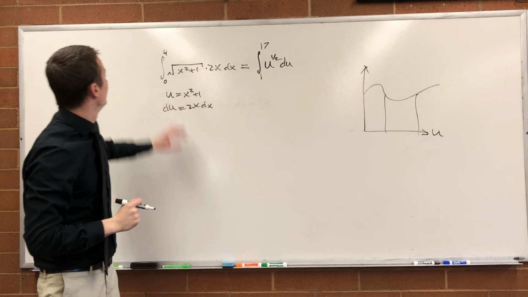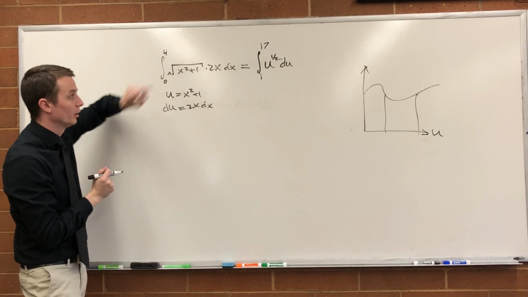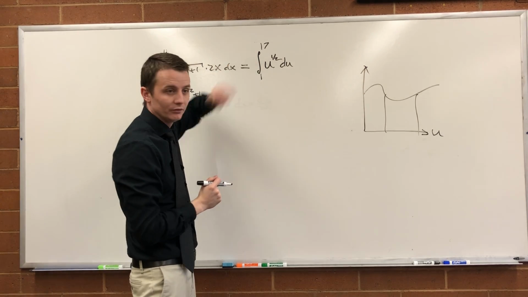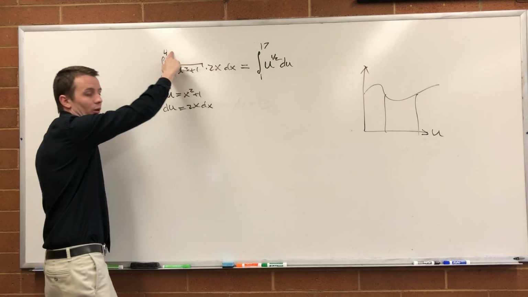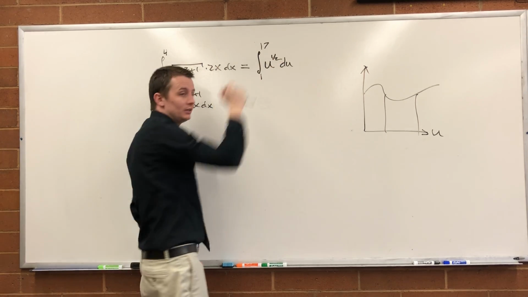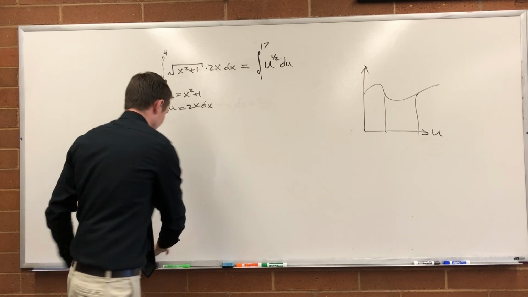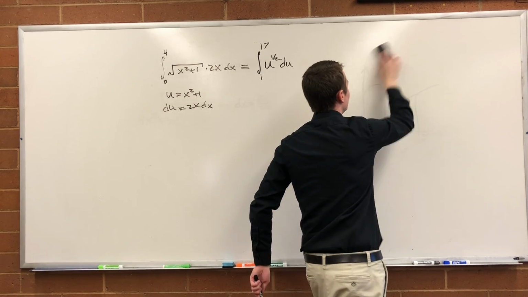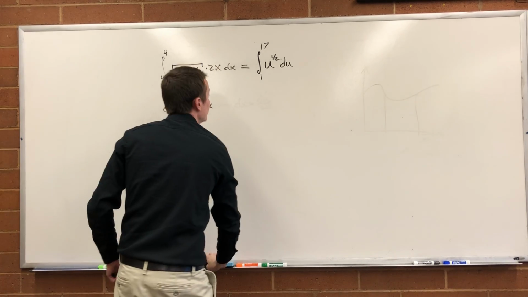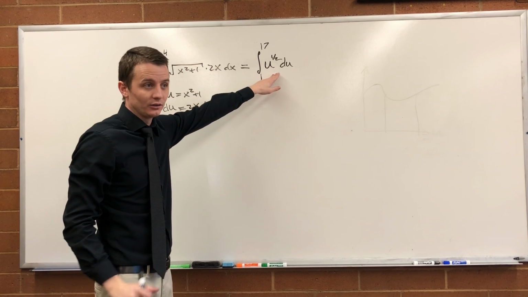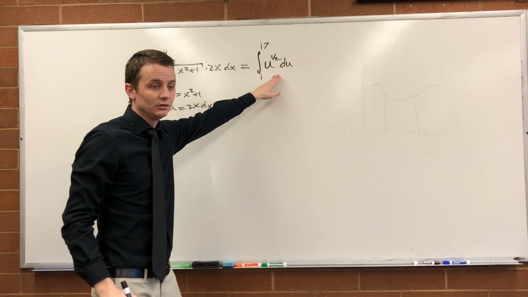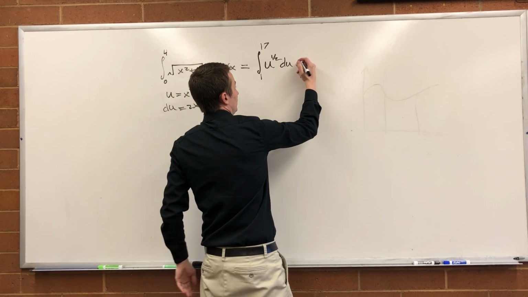So now, finding the area under this curve from 0 to 4 is the same as finding the area under this curve from 1 to 17. Because if x goes from 0 to 4, u goes from 1 to 17. That makes sense, right? Okay. So now here's our new integral. And how easy is that integral? Pretty easy. It's stupid easy, right?